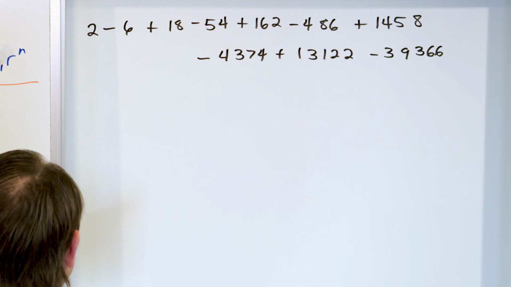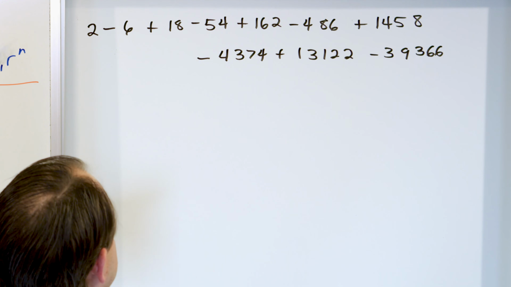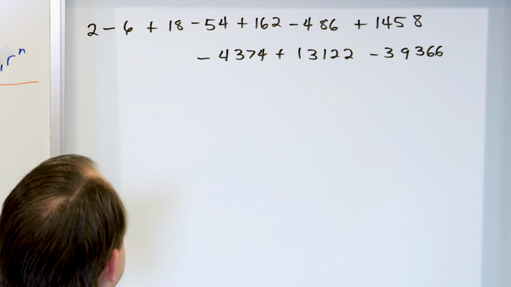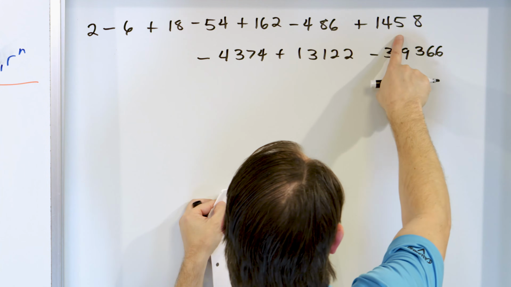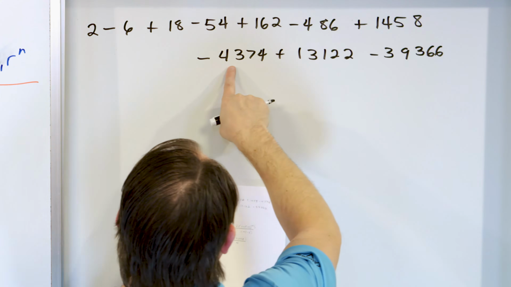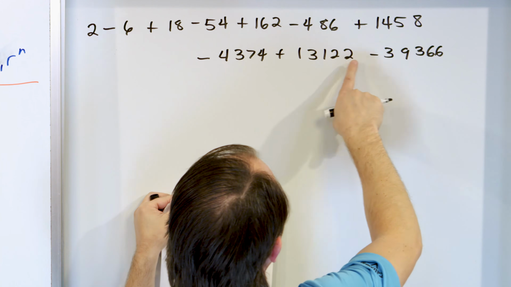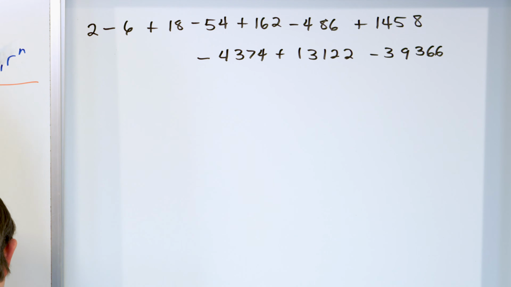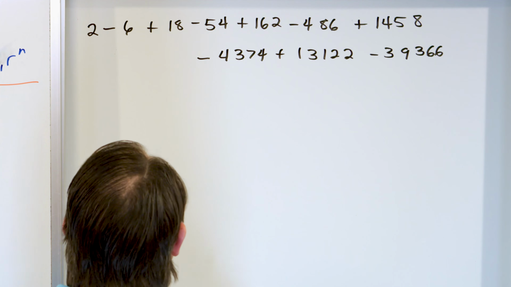Let me just check. 2 minus 6 plus 18 minus 54 plus 162 minus 486 plus 1458, I missed one. Oh, no, I didn't. Minus 4374 plus 13122 minus 39366. That's correct. So what we want to do is find the sum of this. First of all, is it a geometric series? That's what we want to figure out.